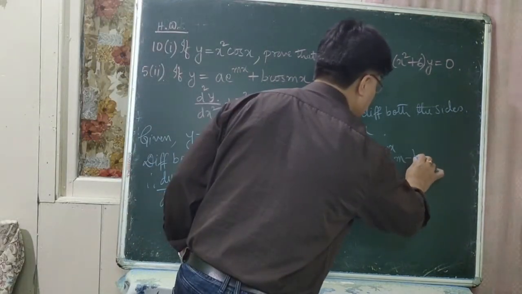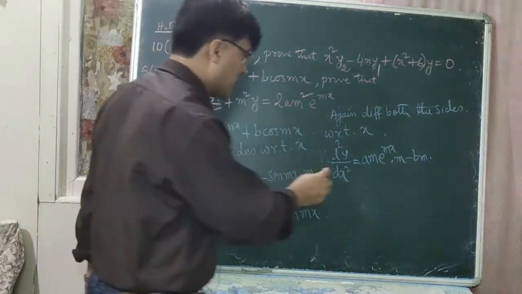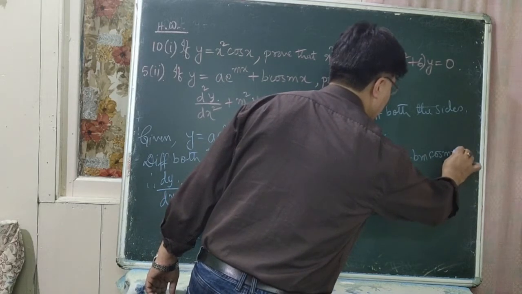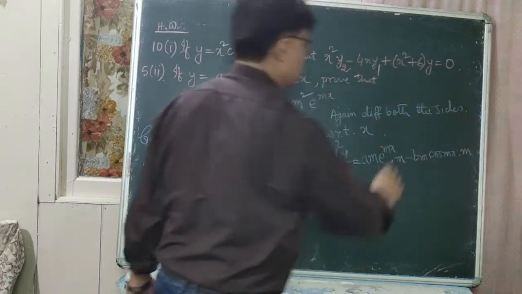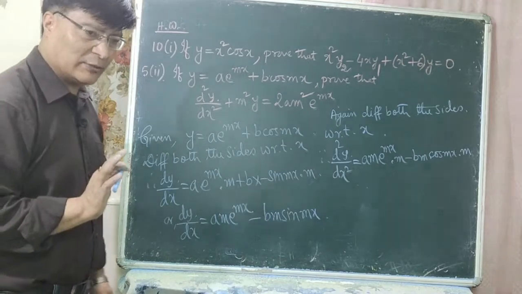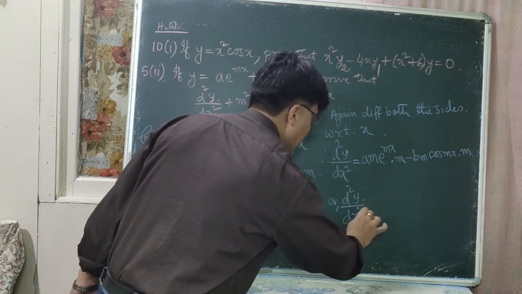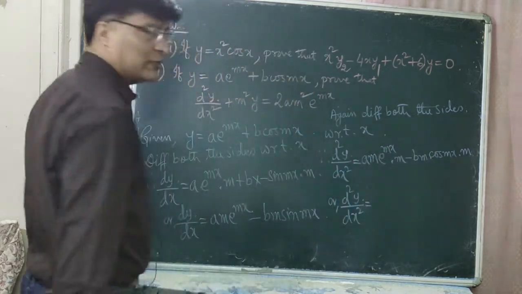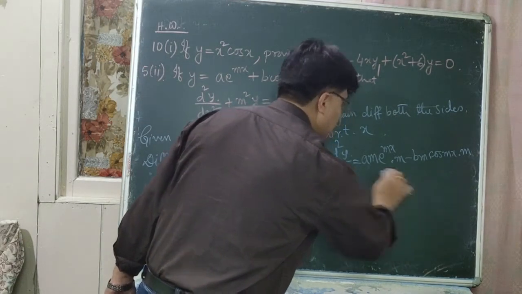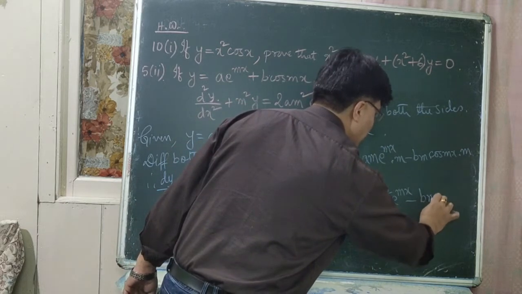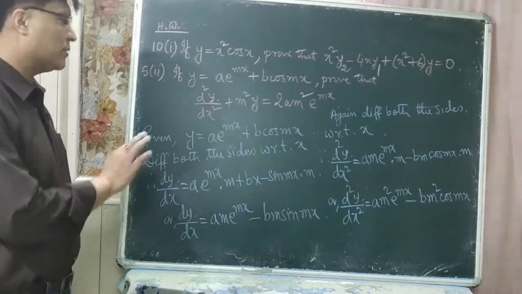Then minus, bm is kept as it is, into, what is the differentiation of sin mx? Sin mx differentiation is cos mx into, now differentiate mx with respect to x, which is m. Is that clear to all of you? So now d2y by dx square is equal to, now simplify it, am square e to the power mx minus bm square cos mx. I think you have understood it.